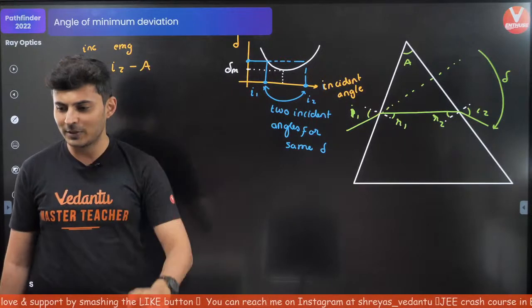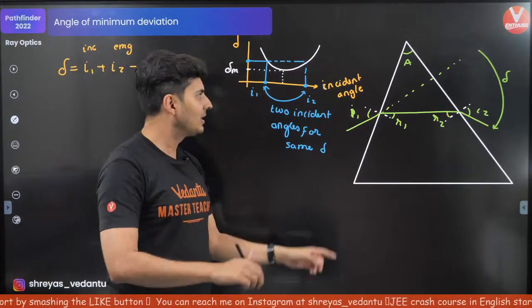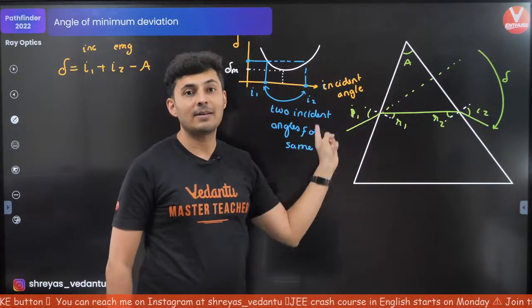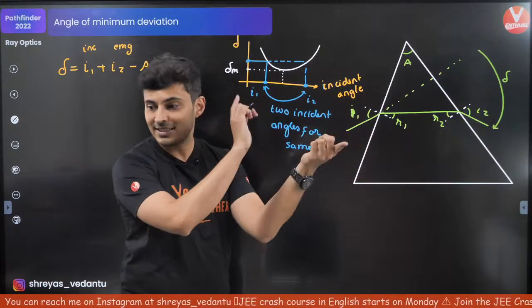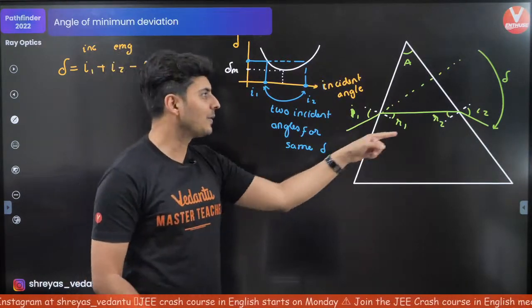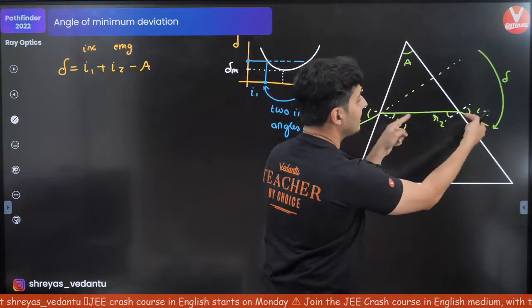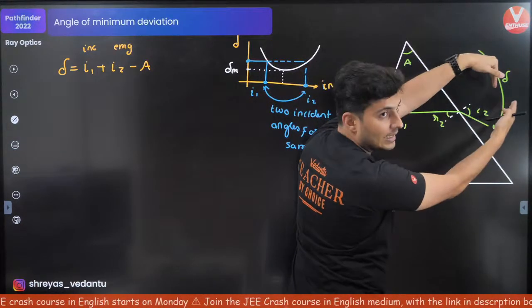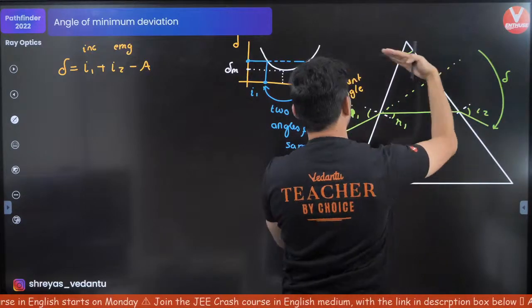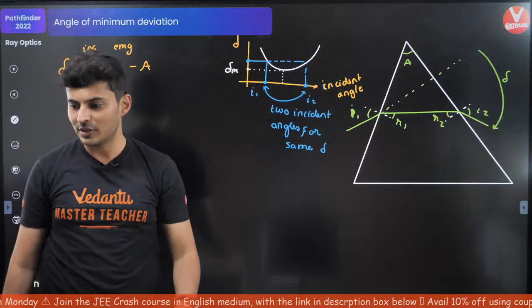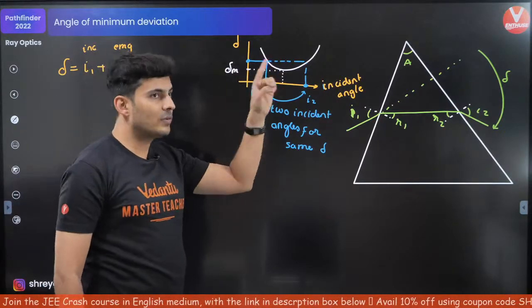I hope this is clear. Observe this. For this angle and this angle, I will get the same delta. Just reverse the direction of light. Think light is coming like this. This will be the incident angle. Again, I will get the same delta, but delta might not be seen here. You will get the delta over here. It will deviate by the same amount, but it's the same delta. So, two angles give you the same delta.